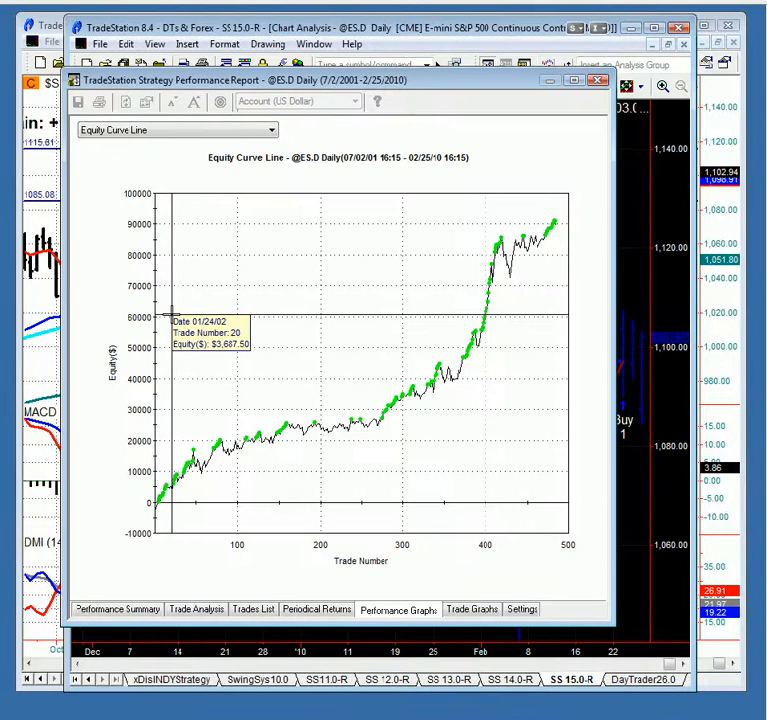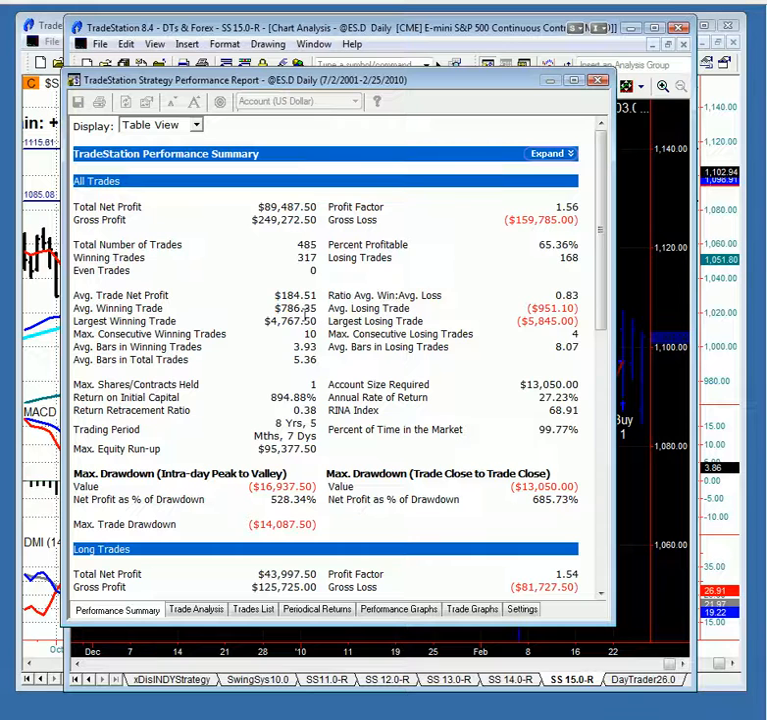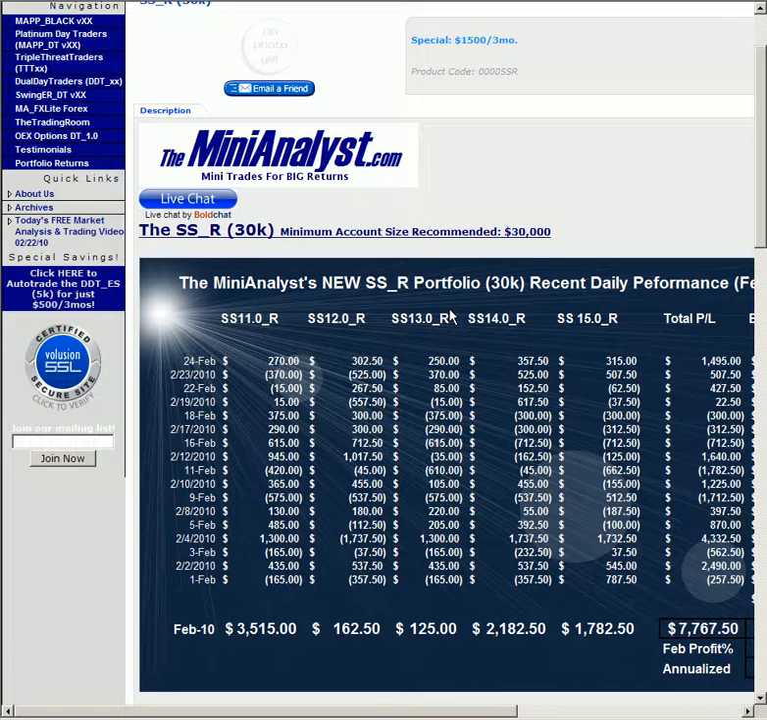Look at that. $90,000 in profit, $184 every time you put on a trade. $184 every time you put on a trade, $90,000. What we're going to do is take a look at these systems in concert with one another, and that's our new swing system R, SSR.